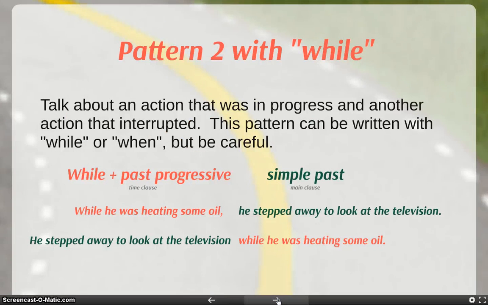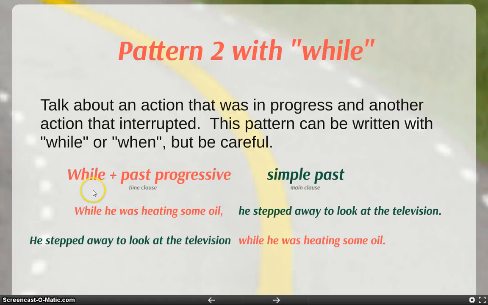Pattern 2 with while. Talk about an action that was in progress and another action that interrupted. This pattern can be written with while or when, but be careful. There are 2 slides for this pattern, this one and the next one. And I want you to know in Unit 6 in your book, this is pretty much the only sentence pattern that they focus on. A lot of other grammar books teach all 3 together, so that's what we're doing here.